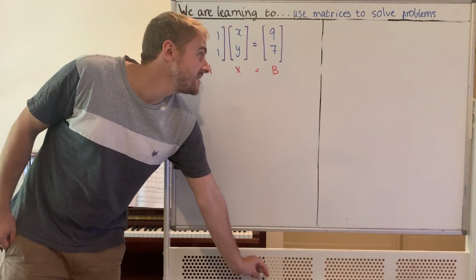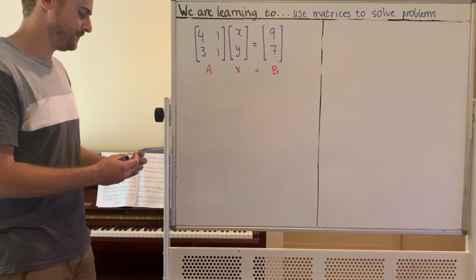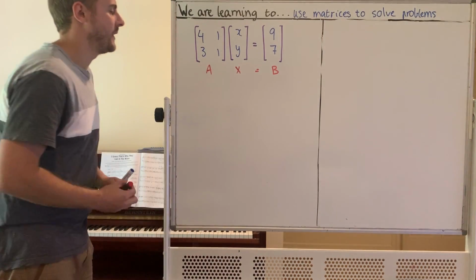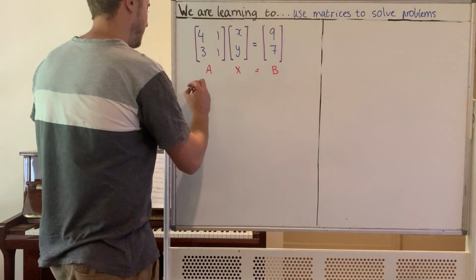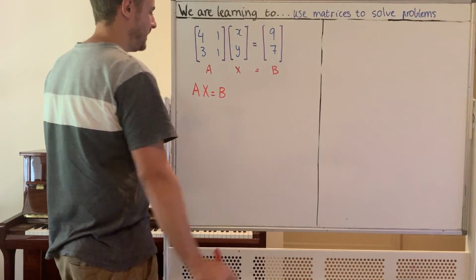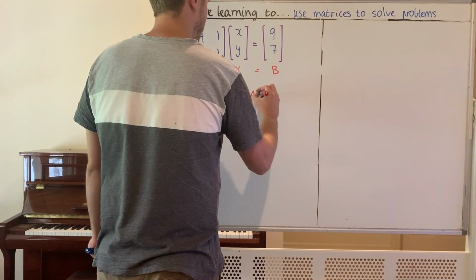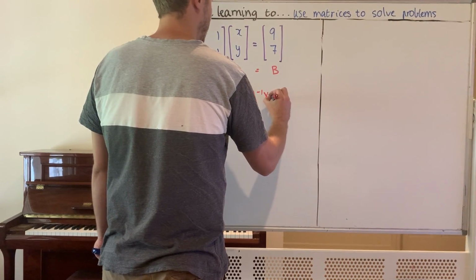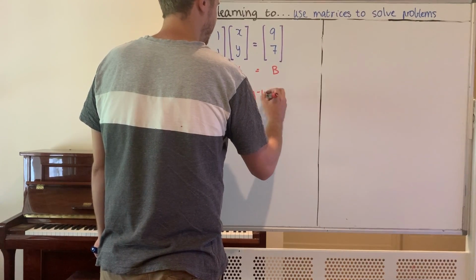Alright, so what we're going to go over here is a second example of using inverse matrices to solve for unknowns. Again, this one is pretty much the same structure as the first one we looked at. So currently it looks like this: Ax is equal to b. So what we're going to need to do to solve this is multiply both sides by the inverse of A.